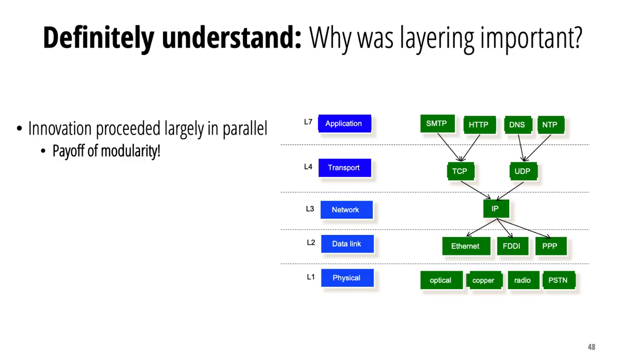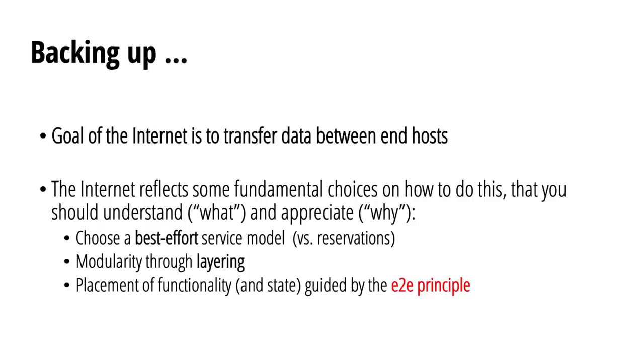Understand why it was important, not just the fact that we have it. And why it was important and useful was that innovation was able to proceed largely in parallel. Okay. This is the benefit of having that kind of modularity. Any other questions? I know it's been a while since we talked about layering and protocols and all of that.